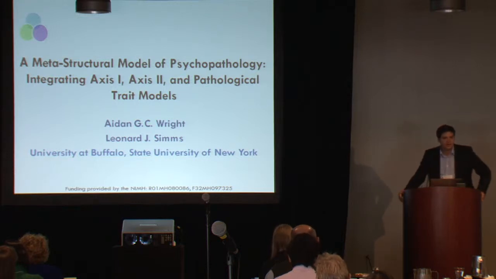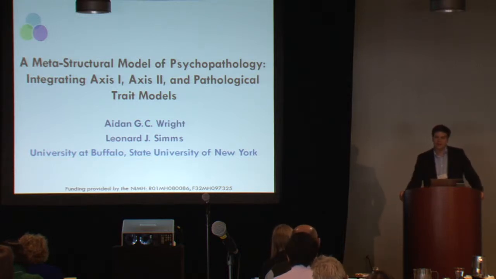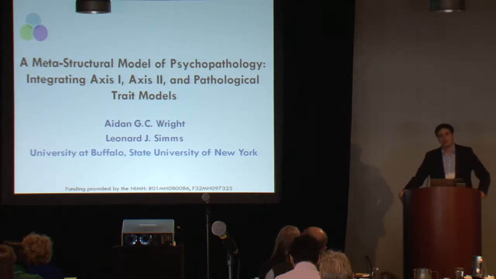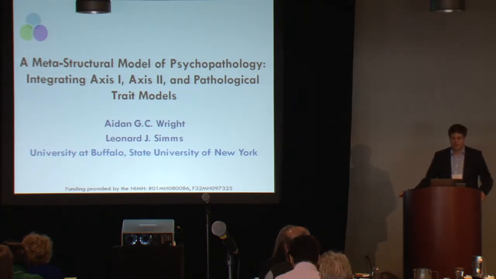So the title of my talk is a metastructural model of psychopathology, integrating axis 1, axis 2, and pathological trait models. And my interest here is talking about how personality and psychopathology relate to each other on a very general basis. I chose to use axis 1 and 2 here because, as I hear, they're going out of style.